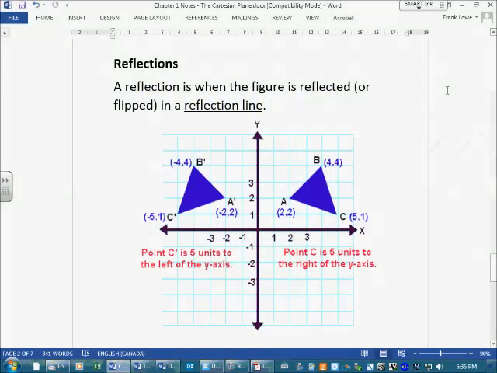Okay, our next transformation is referred to as a reflection or a flip. By definition, a reflection is when the figure is reflected or flipped in a line, or line of reflection.